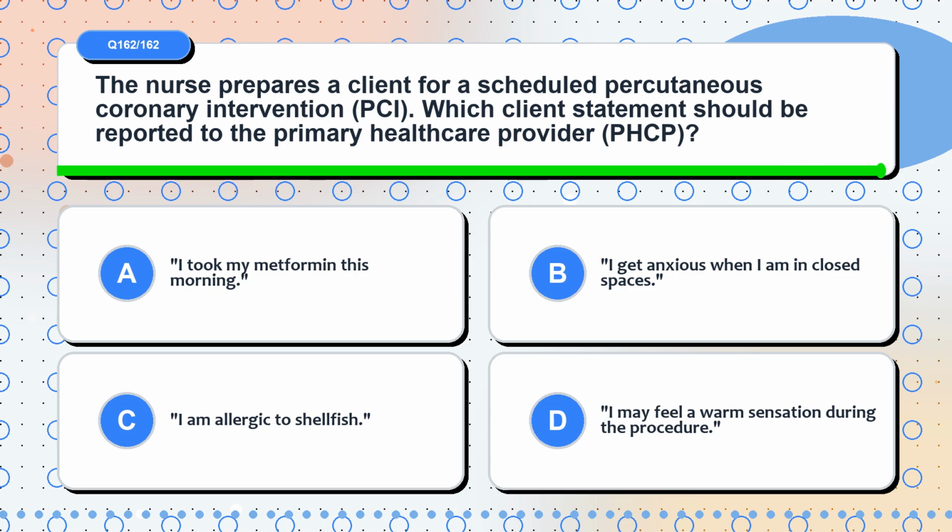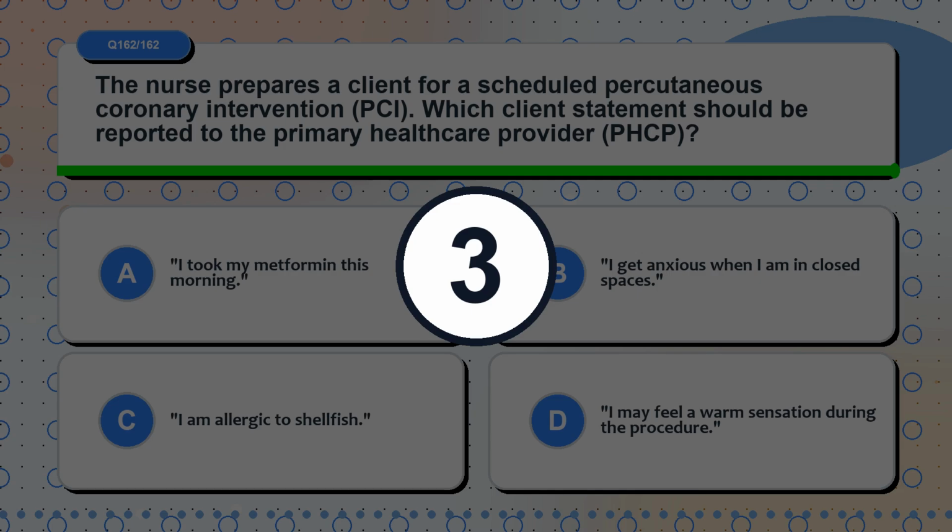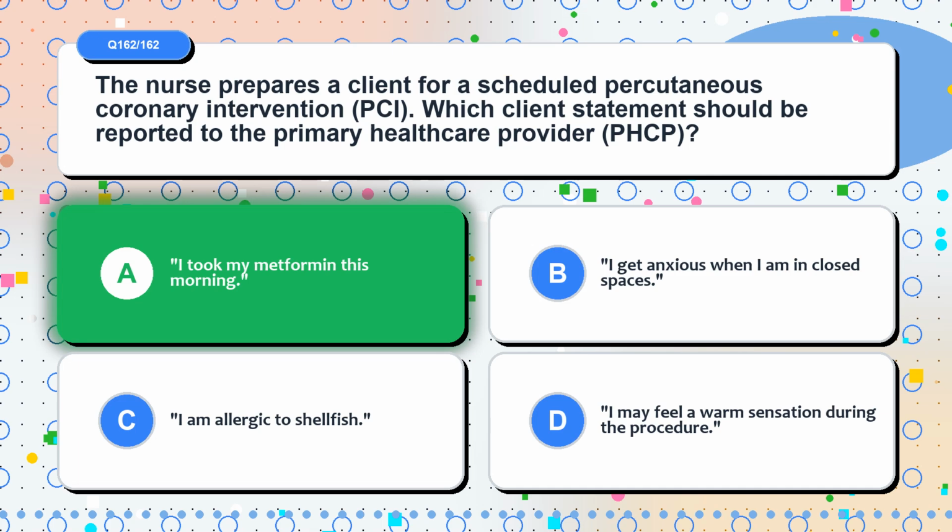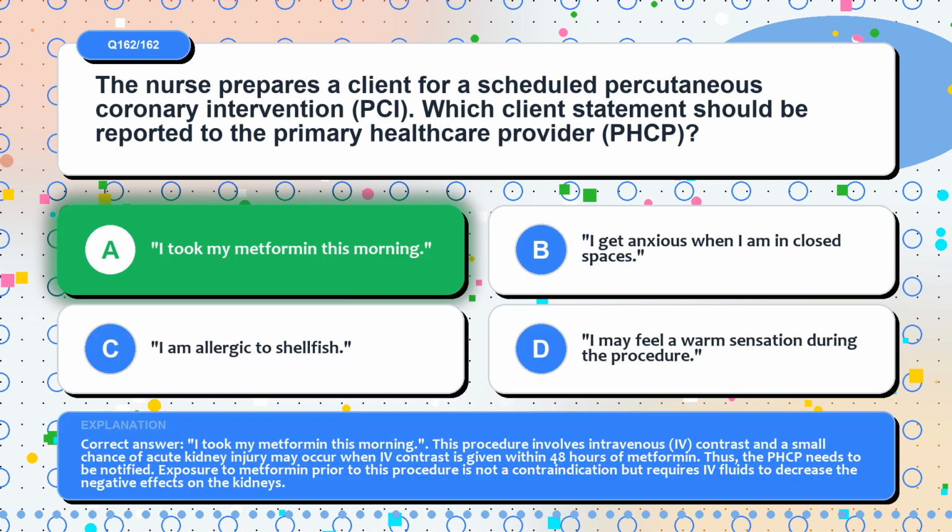The correct answer is option A. I took my metformin this morning. This procedure involves intravenous contrast, and a small chance of acute kidney injury may occur when contrast is given within 48 hours of metformin. Thus, the PHCP needs to be notified. Exposure to metformin prior to this procedure is not a contraindication, but requires IV fluids to decrease the negative effects on the kidneys.